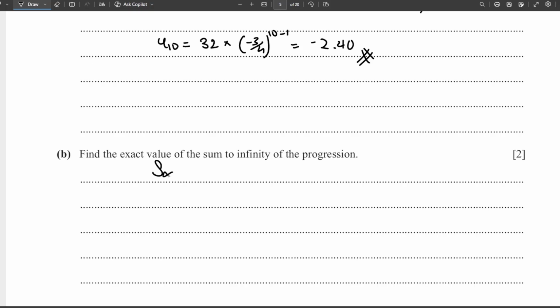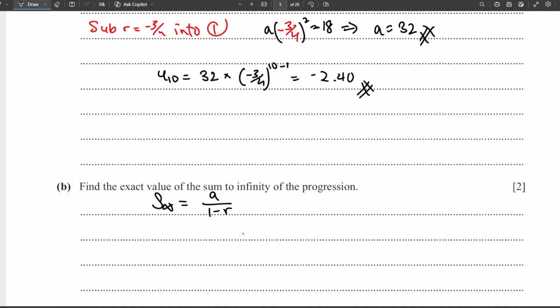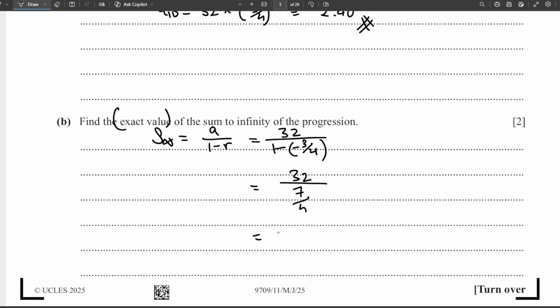So the sum to infinity, I'll rewrite the formula here. Since we already have all our values, a is 32 and r is negative 3/4, we can just substitute and apply the formula. And you can try and simplify this because they want the exact value, so we are not able to just directly type it into the calculator. We will simplify it and then give it as a fraction. So 128 over 7. And this will be the final answer of this question.